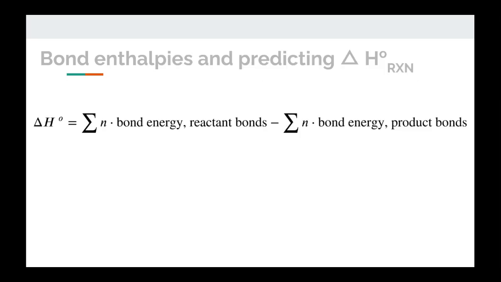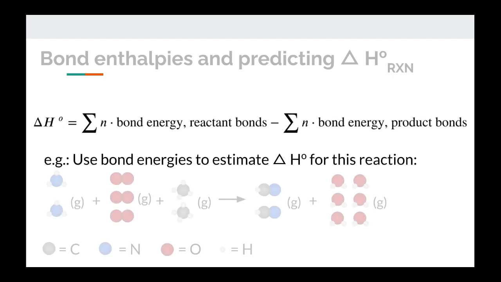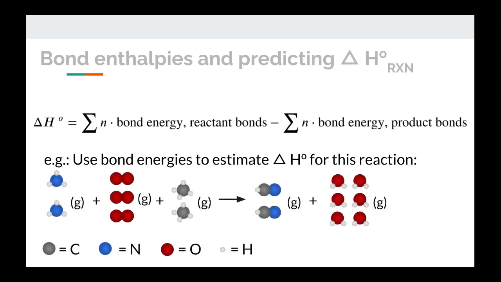So overall, the process is you take the bond energy for the reactant bonds, multiplied by the number of moles, because remember these are intensively reported, and then subtract from that the bond energy for the product bonds, and that gives you an estimate of the delta H value for the reaction. So for example, we could use bond energies to estimate delta H for this reaction. Let's go to a better space with more room for working and solve this problem.